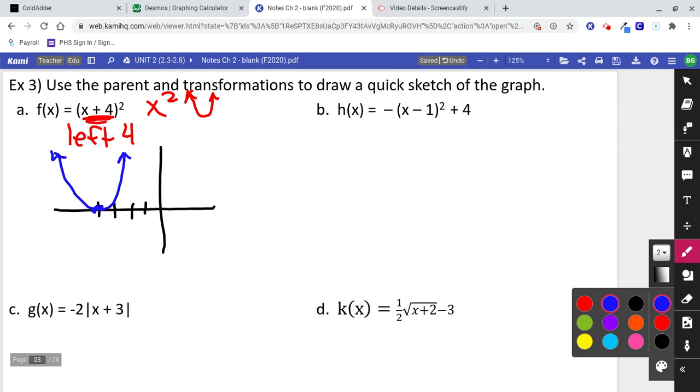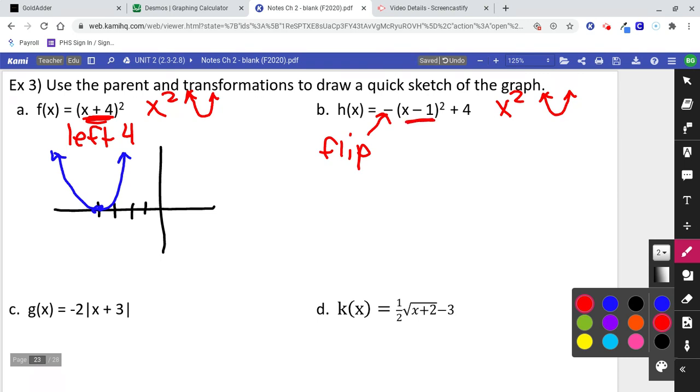Part B, identifying the parent. You can see that that's another x squared, so you should be able to tell that that's another parabola. Knowing that that's an x squared graph, I know that that's a parabola, but we can do some things with the transformations. Like this is a flip. That negative sign flips it upside down.